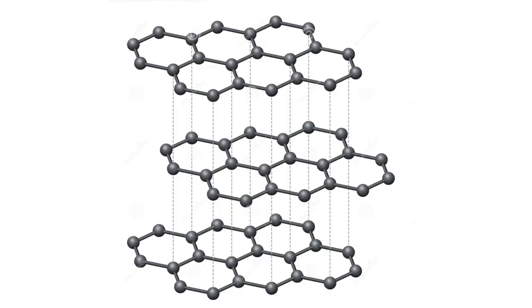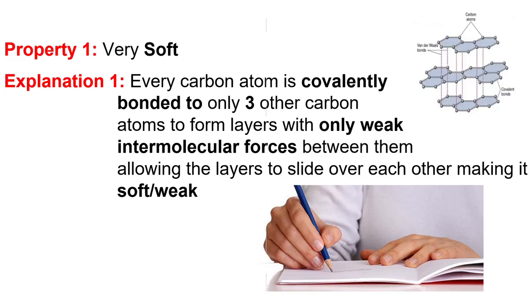Here's why. In graphite, every carbon atom is only covalently bonded to 3 others, and that makes it form layers with only weak intermolecular forces between the layers. These layers can slide over each other, making it soft. So just pause that and read, make sure you understand why it's soft.